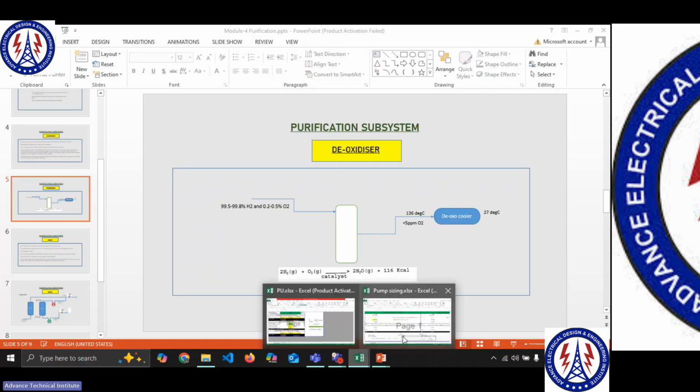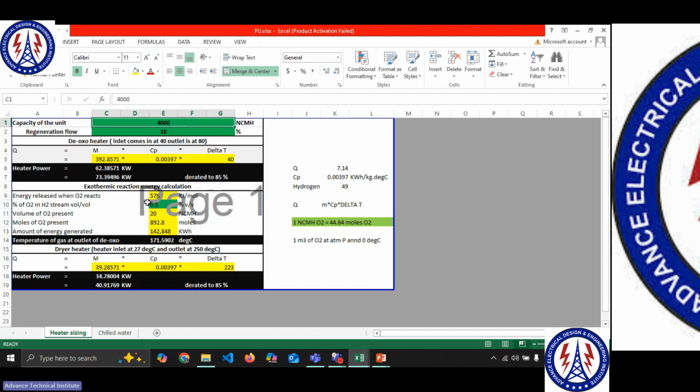Yes. So now I know the total flow. I am taking total flow 4,000. So that means I have about 20 nm cube of oxygen present, yes, in this 4,000 units. And you can remember this factor: 1 nm cube has about 44.64 moles of oxygen.